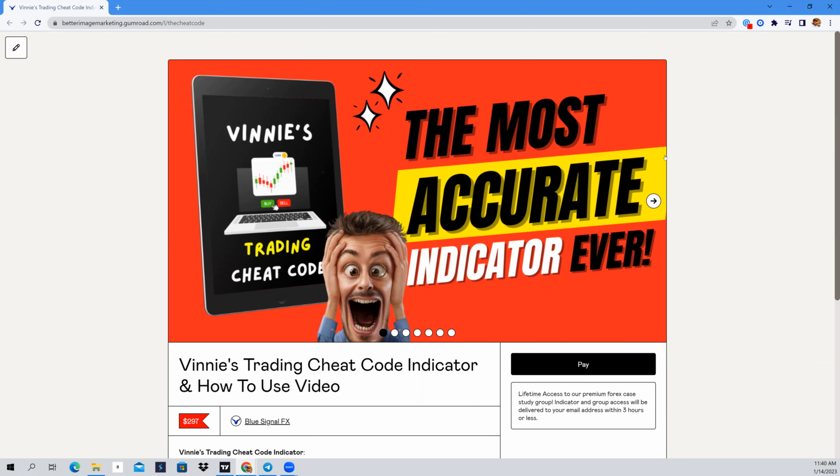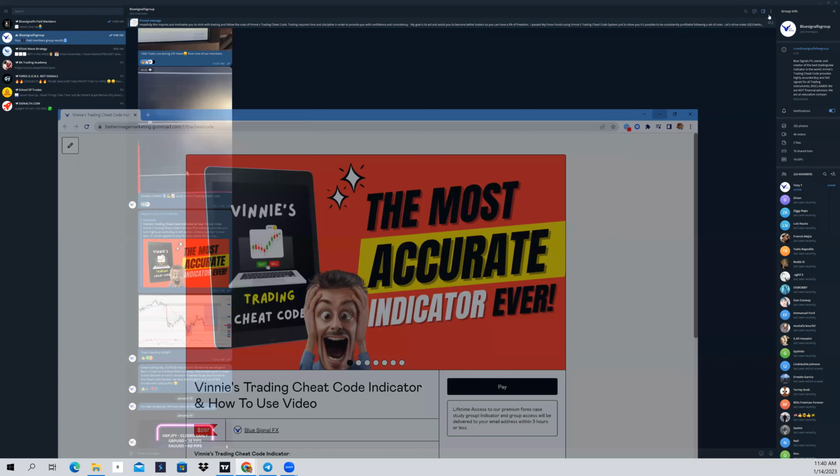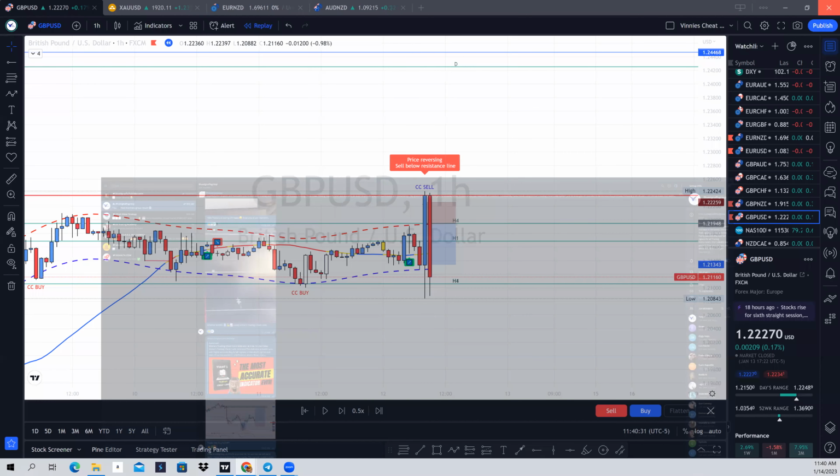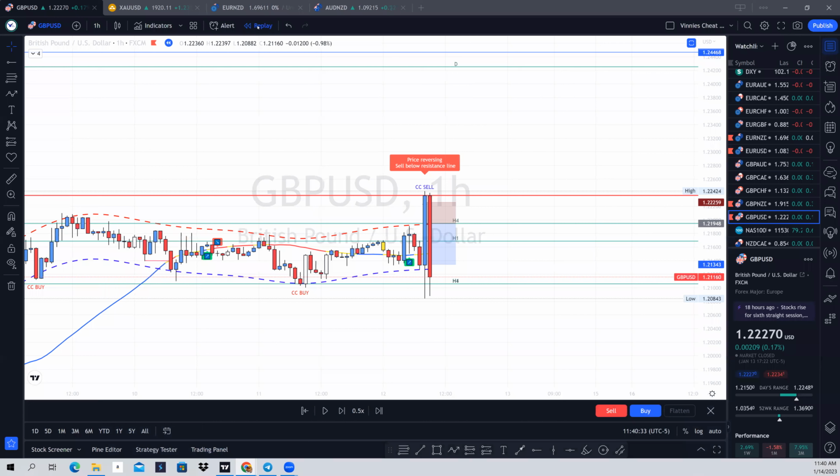Again, this indicator is used for confirmation only. This is probably the most accurate indicator you will ever find in your life, and we guarantee that, okay? The most accurate indicator. So thank you guys for joining me. And that just shows what is possible if you stick to a set of rules.